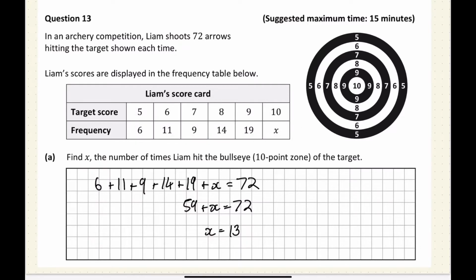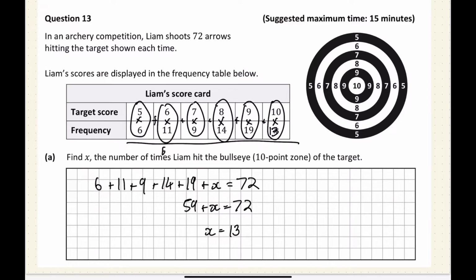Okay, you want to take 5 and multiply it by 6. Add that to 6 multiplied by 11. Add that to 7 multiplied by 9. Add that to 8 multiplied by 14. Add that to 9 multiplied by 19. Add that to 10 multiplied by 13. Okay? And then you want to divide everything by 6 plus 11 plus 9 plus 14 plus 19 plus 13. Okay, so it's going to take a sec.